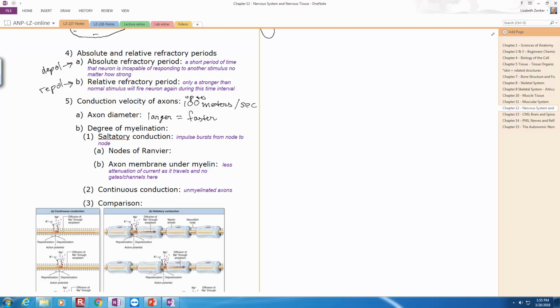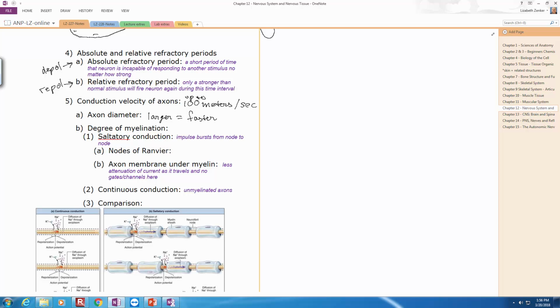We can also look at the degree of myelination. So what were the cells that did the myelination in the PNS? Schwann cells. And what did the myelination in the CNS? Oligodendrocytes, right? Okay, so it says saltatory conduction. So the term saltatory, it's not really talking about salt per se. It comes from the root word to leap or to jump. So saltatory conduction means it's leaping across or jumping across. So these are impulse bursts from node to node.